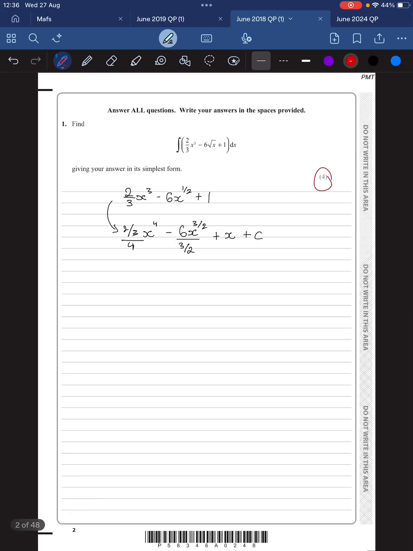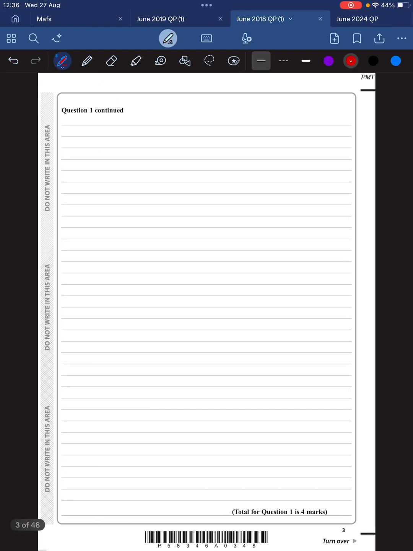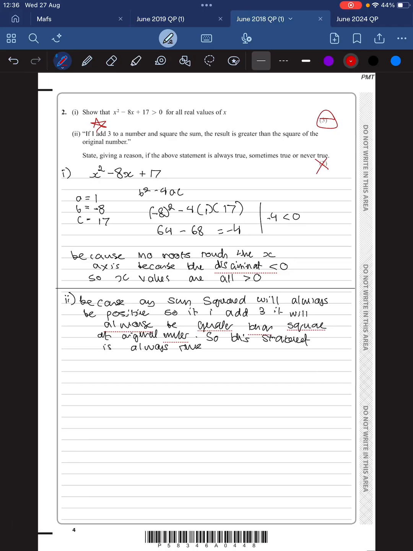Okay, so we start off question 1. Question 1 was a simple integration stuff. Then we go to question 2.